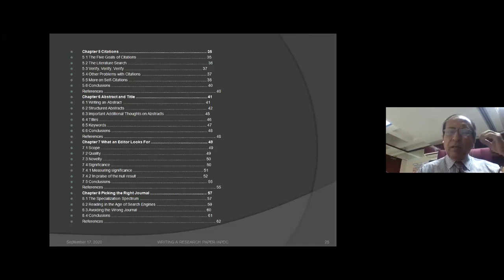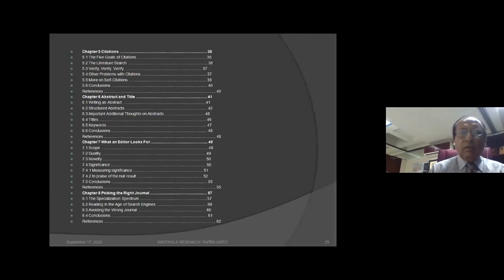Some conferences or journals just want the abstract of your paper first to approve or disapprove it. This is a very common thing. Chapter 7 is what an editor looks for in editing. And chapter 8 is picking the right journal. If you intend to get a paper published, you have to see where it should go, whether an impact factor journal, a non-impact factor journal, or any conference or seminar, at different levels.